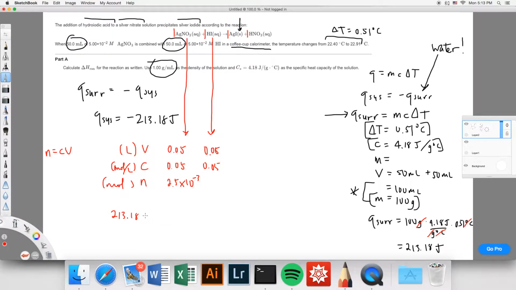So it looks like I've got 213.18 joules. It's negative because it's the system. It's the system now divided by 2.5 times 10 to the minus 3 moles.